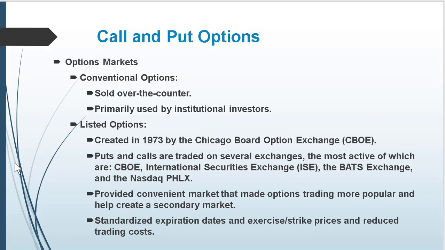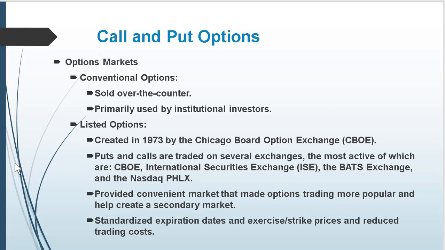So there are what are referred to as option markets. There are really two kinds of options: conventional options and listed options. Conventional options are typically used more by institutional investors, and our discussion here is primarily about what the individual investor would be interested in purchasing. How they act is very similar. There's not much difference between the two.